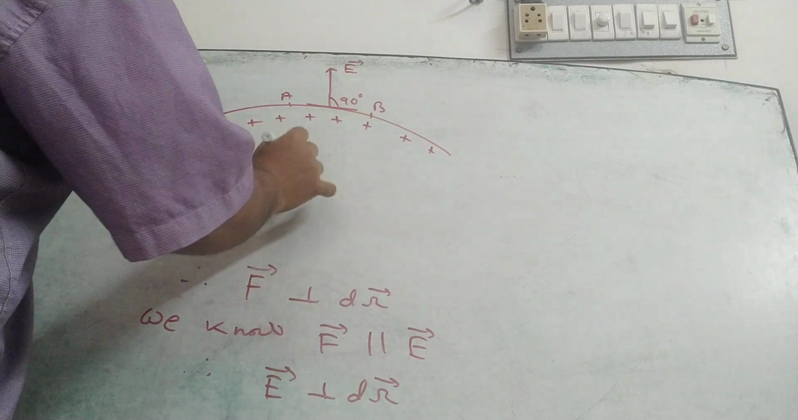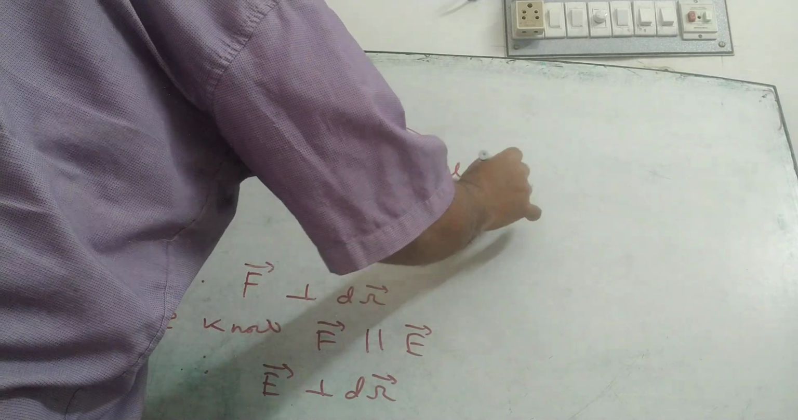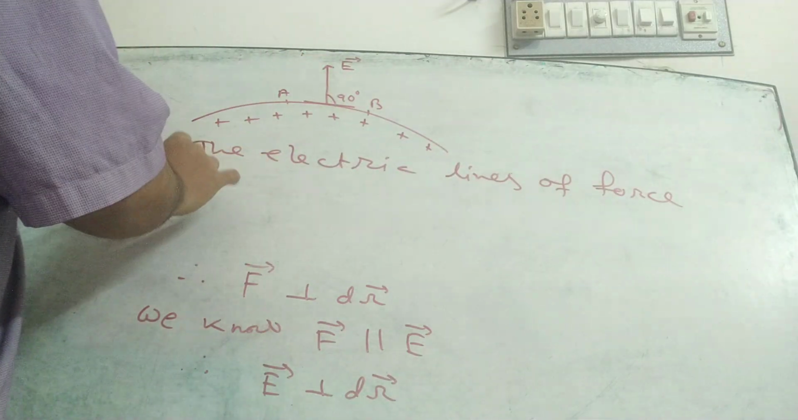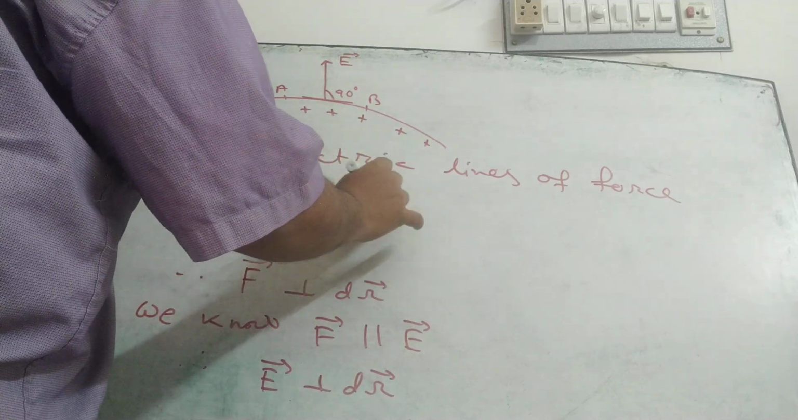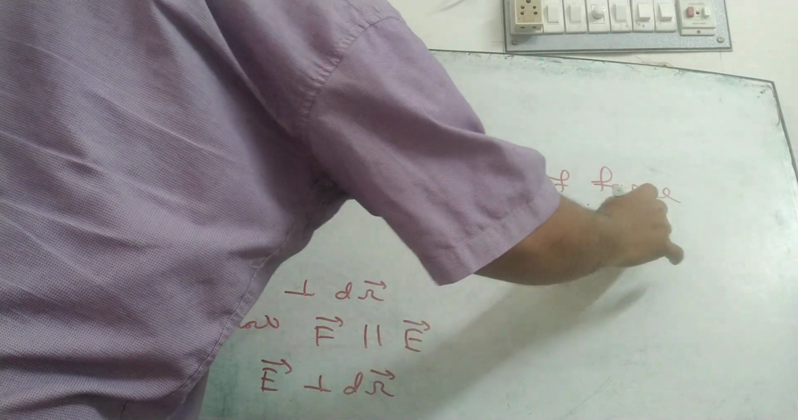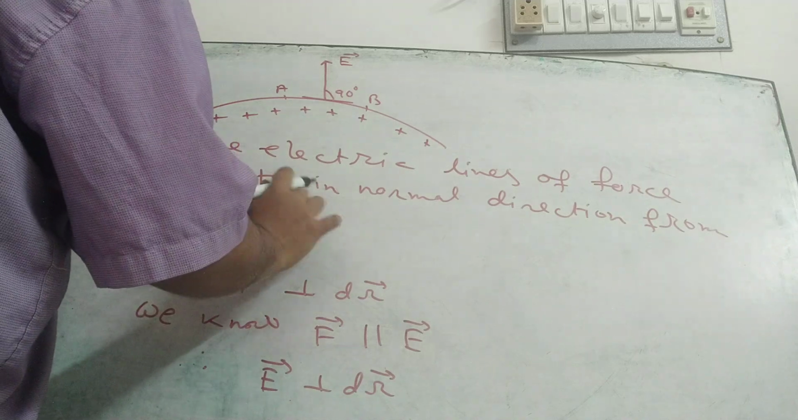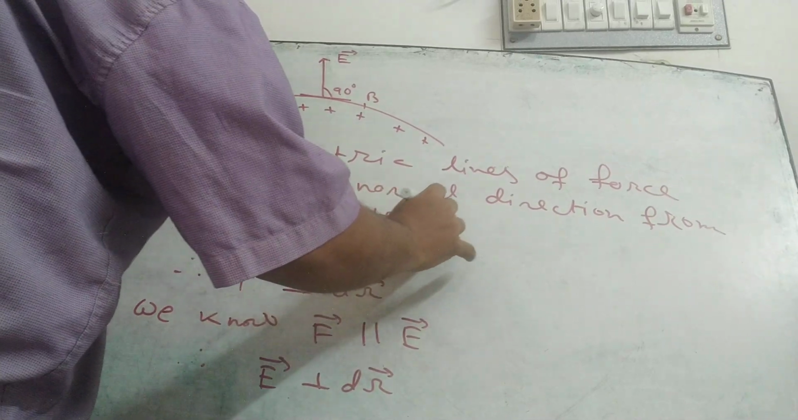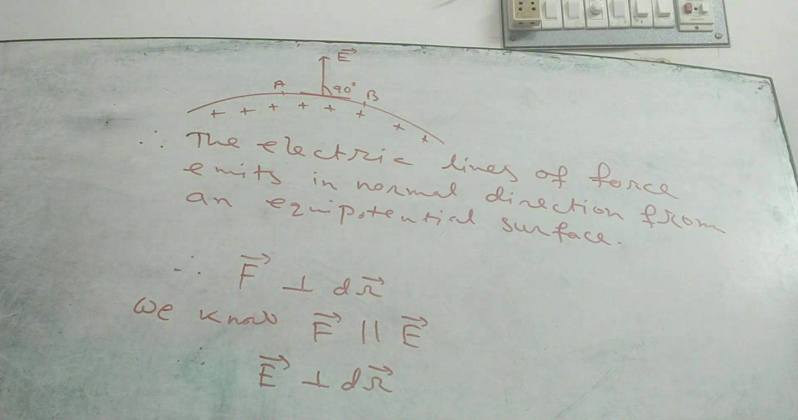Therefore, the electric lines of force emit in the normal direction from an equipotential surface.